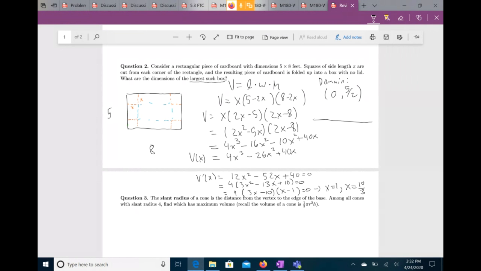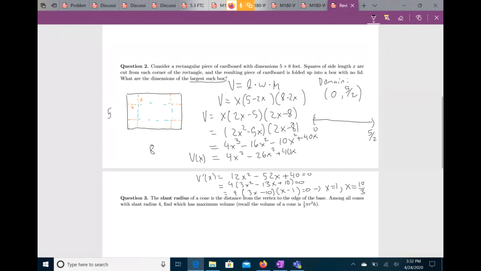So I'm only going up to 0 and 5/2. Although actually 10/3 is outside of the domain, isn't it? Yeah, exactly. Good point. So 10 over 3 is outside of the domain, so we only need to look at 1.